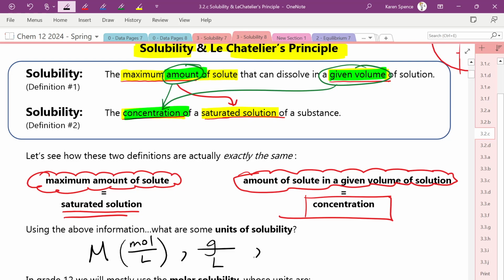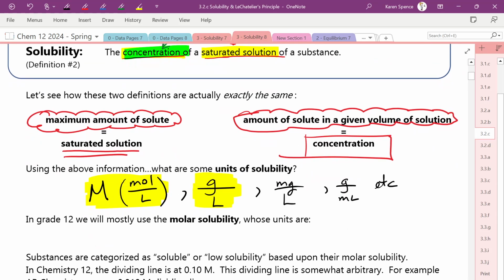Okay, but you can have things like milligrams per deciliter, you know, like whatever. Let's just say milligrams per liter. Or you can have grams per milliliter, etc. Now, these are the two most important ones. And in fact, in Chemistry 12, we will mostly use the molar solubility. Can you guess which one of those units is molar solubility? Molarity. The units are moles per liter, okay?